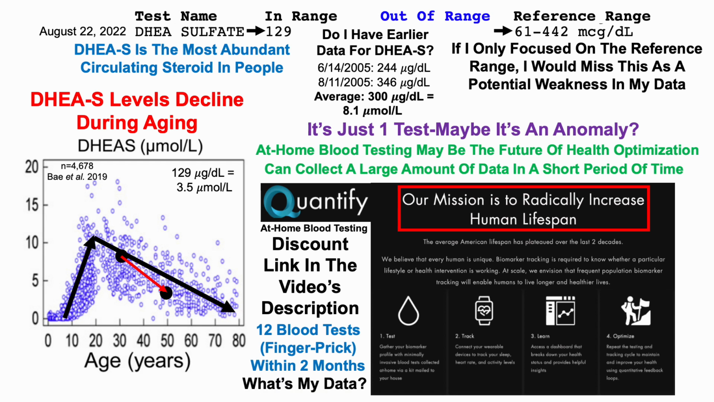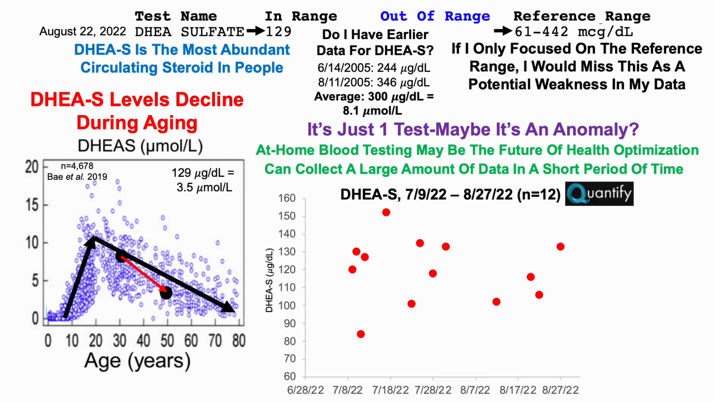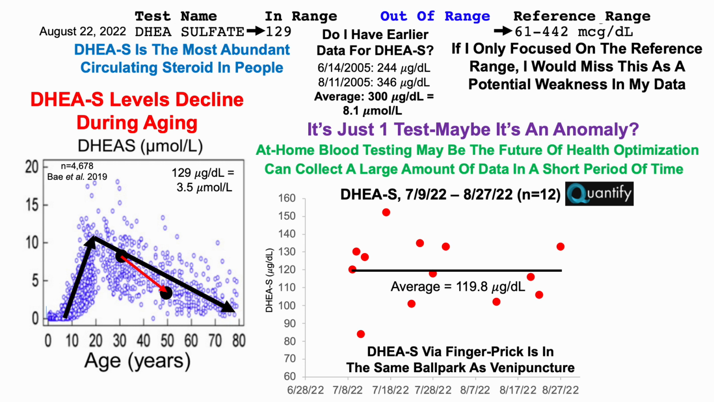So what's my data for DHEA sulfate using finger prick? So we can see that here, and we can see that this is actually over a 7-week period, July 9th through August 27th. And again, 12 blood tests from Quantify. And we can see over those 12 tests that my average DHEA sulfate level is 119.8 micrograms per deciliter. So that's pretty close and in the ballpark of 129. So from this, we can conclude that DHEA sulfate by finger prick may be as good as venipuncture for at least DHEA sulfate. So then the big question is, how will I increase DHEA sulfate?